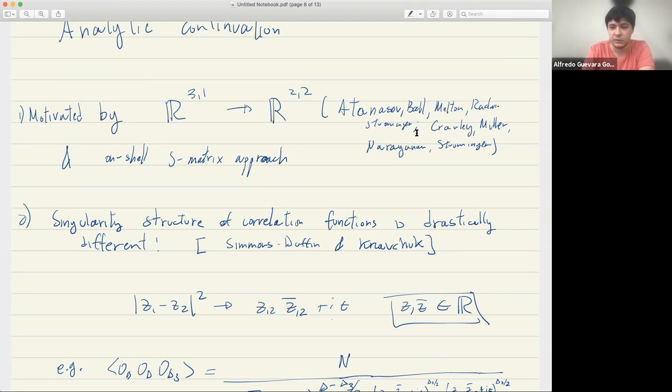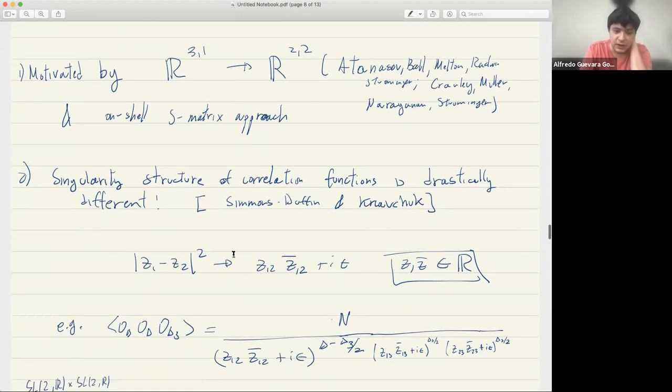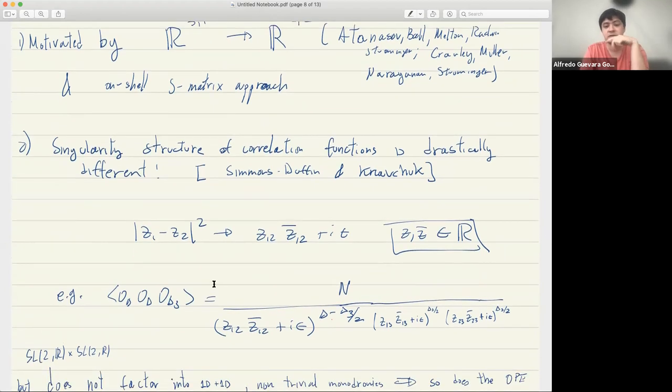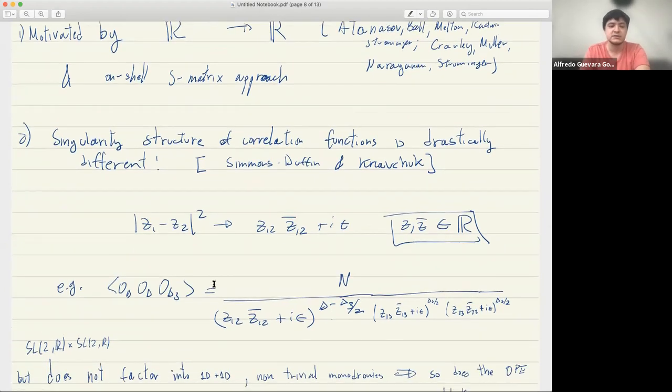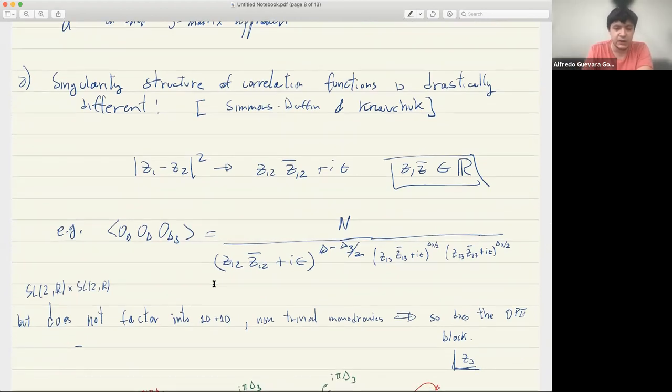Okay, but in order to be more precise in our context, I'm just going to say that the analytic continuation basically follows the methods developed by Simmons-Duffin and Kravchuk. And we basically take this Euclidean distance to the Lorentzian distance, where now Z and Z bar are real variables rather than complex conjugates. So when we do that, many things happen, and the singularity structure is completely different. So these 3-point functions are completely different, and this is actually well studied in this paper.